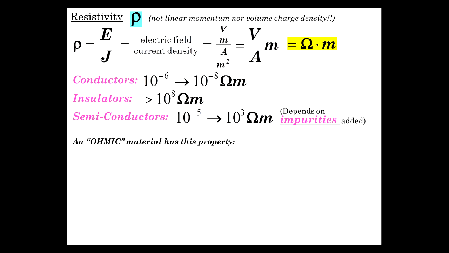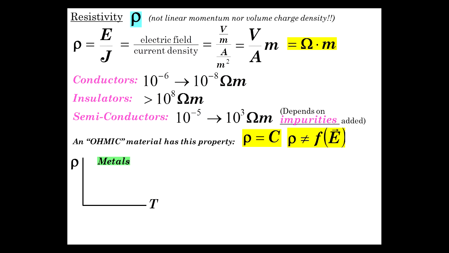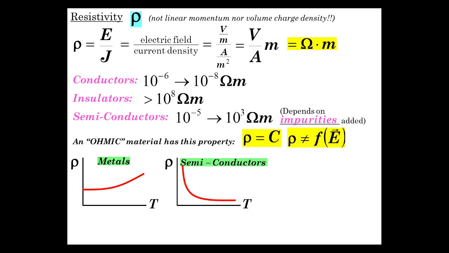Now, an ohmic material has the property that the resistivity is constant. In other words, it's not temperature dependent. However, most materials don't follow that rule. So for instance, for metals, we have a relationship kind of like this. As you heat the metal, the resistivity goes up. How about semiconductors? Well, they have a very high and inverse relationship with temperature. So the resistivity goes down as temperature goes up.